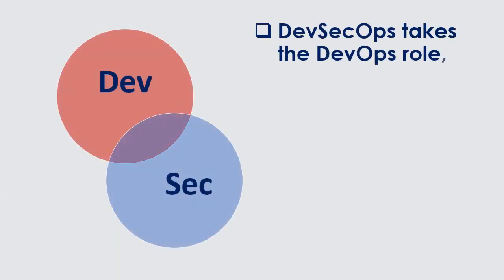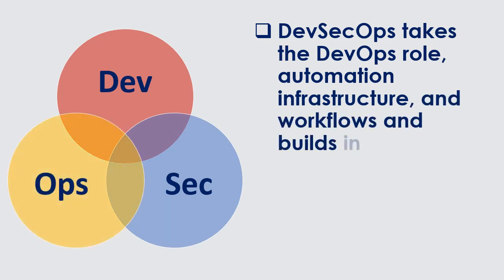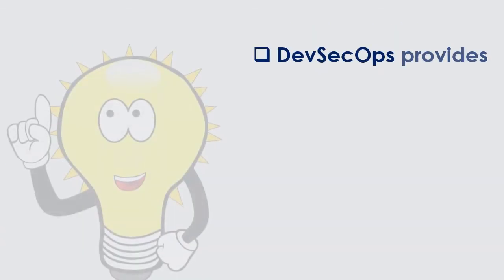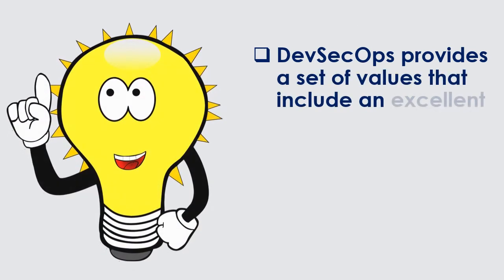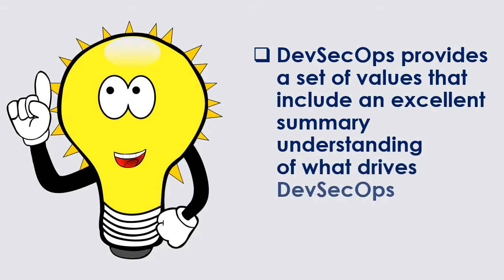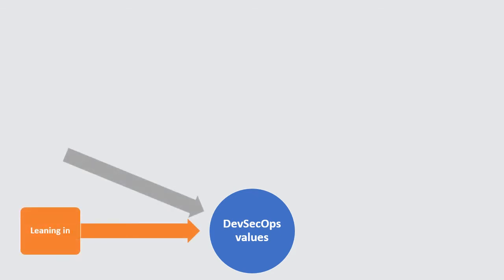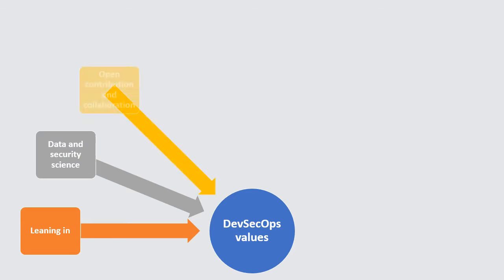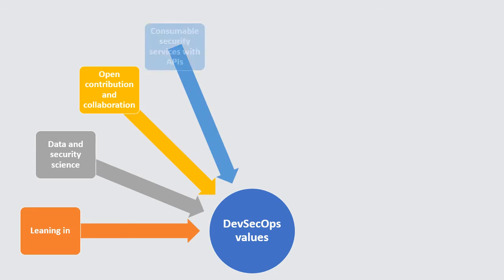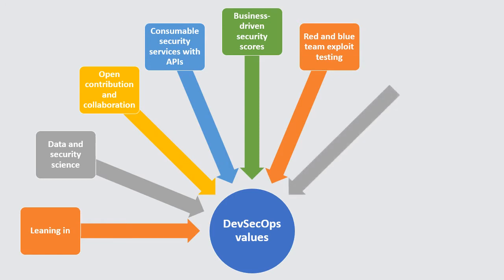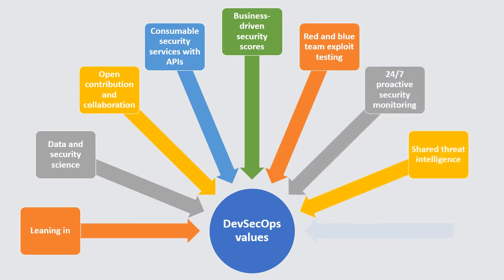DevSecOps takes the DevOps role, automation, infrastructure, and workflows, and builds in security techniques and continuous attention to security. DevSecOps provides a set of values that include an excellent summary and understanding of what drives DevSecOps. DevSecOps values are learning in data and security science, open contribution and collaboration, consumable security services with APIs, business-driven security scores, red and blue team exploit testing, 24/7 proactive security monitoring, shared threat intelligence, and compliance operations.